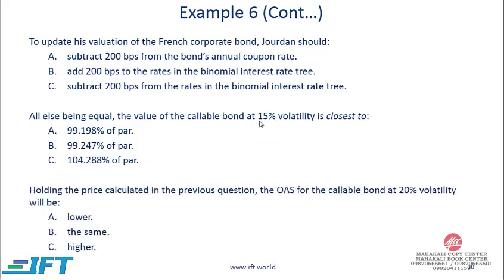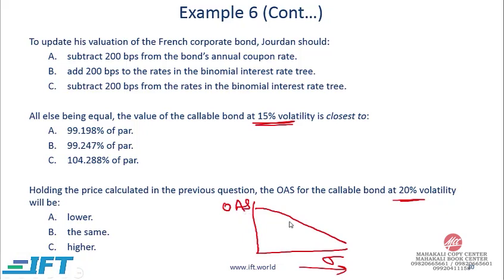If we initially had a 15% volatility, but then the volatility is increased to 20%, then what happens to the OAS? Here I want you to recall the picture that I showed you where we increased volatility and that caused the OAS to come down. So remember this relationship: as volatility goes up, OAS comes down. So higher volatility means that the OAS is going to be lower.